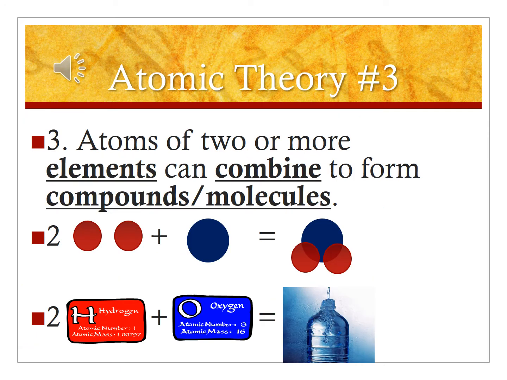Atomic theory number 3. Atoms of 2 or more elements can combine to form compounds or molecules. Each element is made up of atoms. So when we say that 2 elements combine, we are actually saying that 2 atoms combine, because like I said, elements are made of atoms. If you take a look at number 2, you can actually see that the 2 hydrogen atoms are combining with the 1 blue oxygen atom to create, ta-da, water, something that we can't live without.